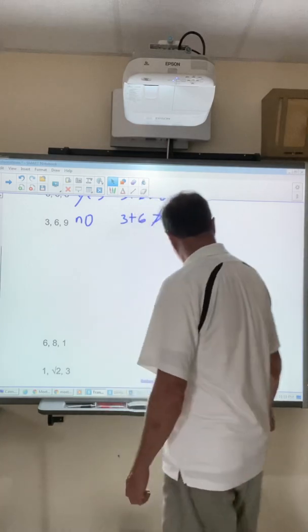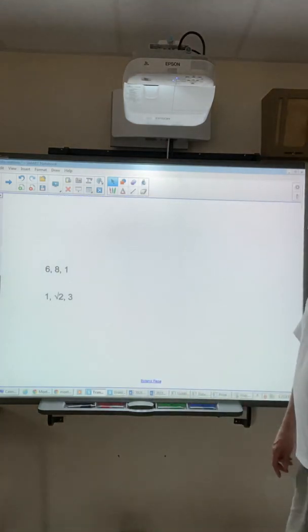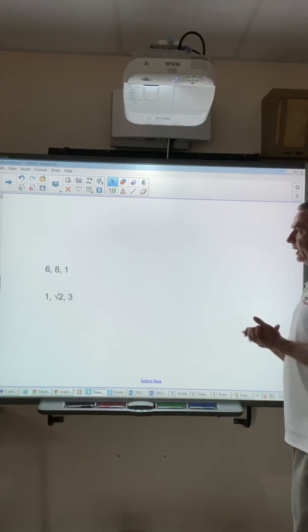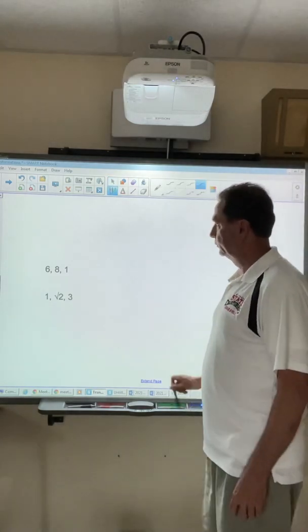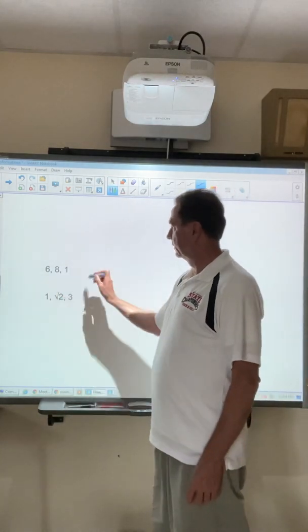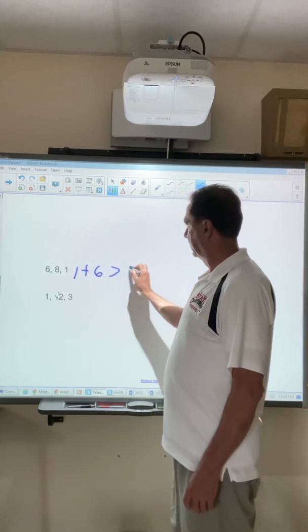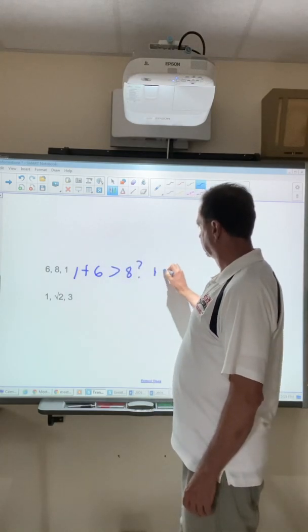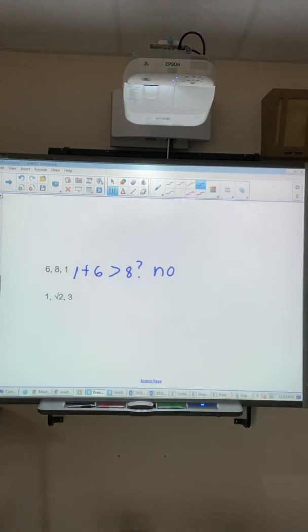A couple more examples down below. 6, 8, and 1. They try to confuse you sometimes by rearranging the order of the numbers. And you always got to make sure: the two smaller numbers, the 1 plus the 6, is that more than 8? And the answer is no. So you can't have a triangle with sides 1, 6, and 8.